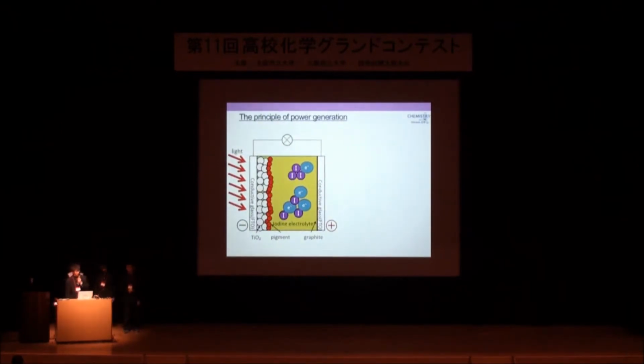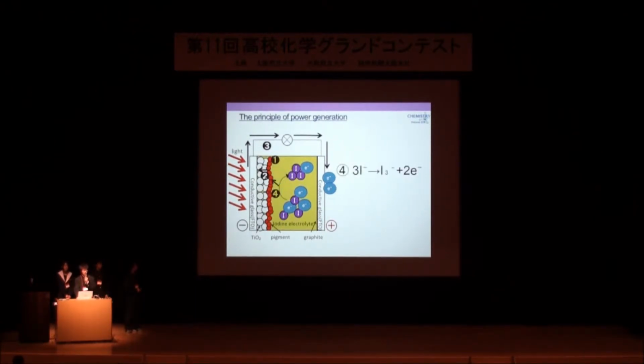I will explain the principle of operation of DSC. First, the pigment adsorbed on titanium oxide is photoexcited. Next, the pigment transfers electrons to titanium oxide and becomes oxidized. Next, the pigment is reduced because it receives electrons from iodide ions.